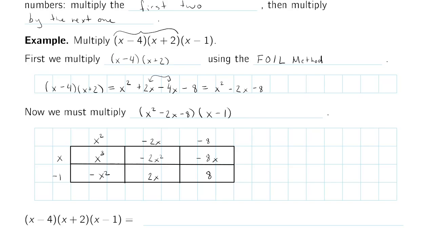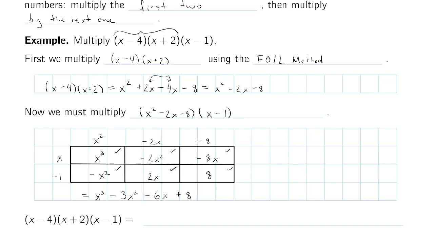So let's see. I have x to the third. Negative 2x squared minus another 1x squared will be negative 3x squared. Negative 8x plus positive 2x will be negative 6x. And then I've got a positive 8.